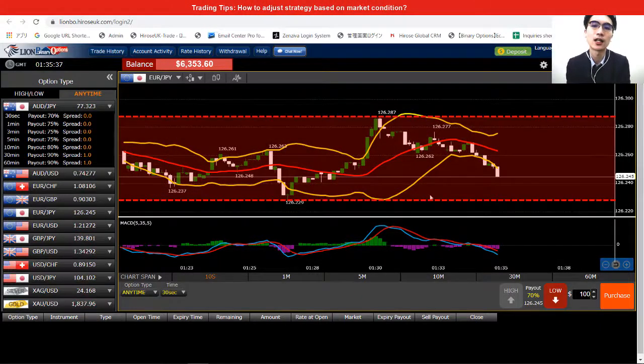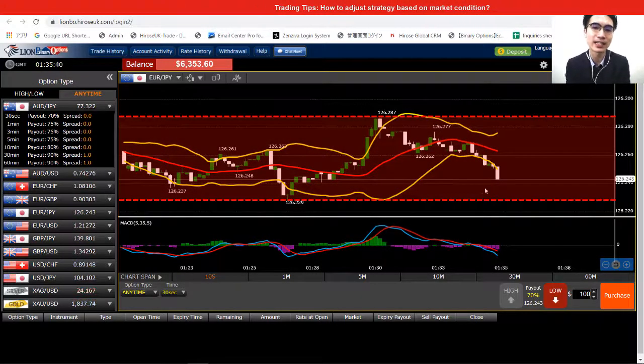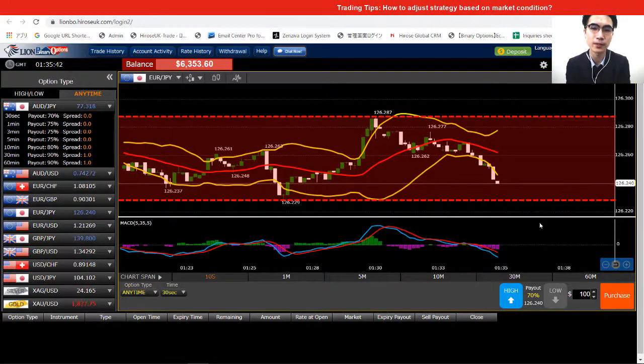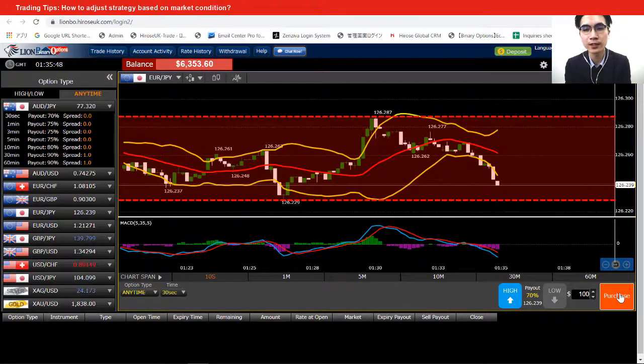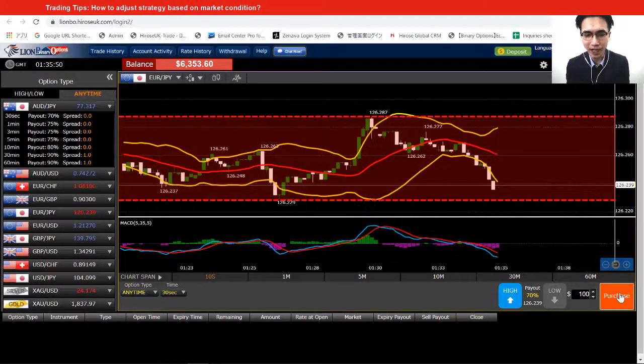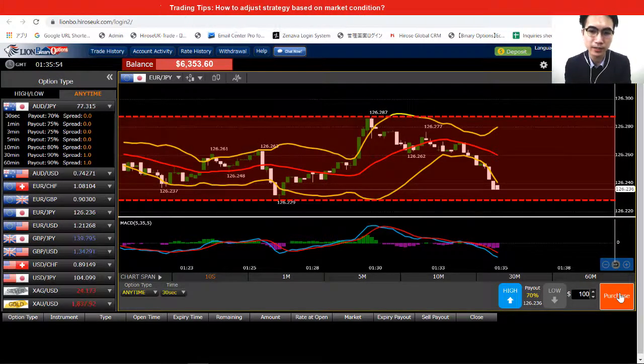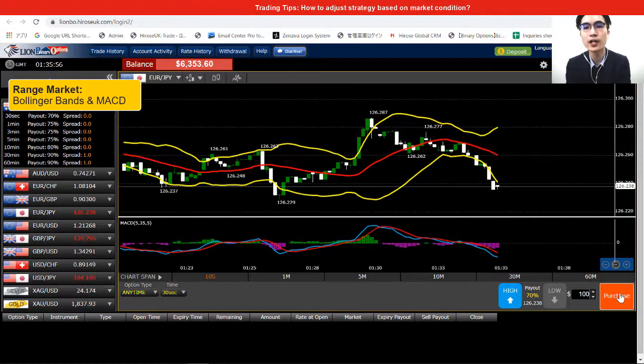This one, some of you might say it's not in a range market, but for me, if I put two lines here, then the price is moving within the range. So I would like to give it a try. I believe it is in a range market. So I will give it a try, still using the range market trading strategy.